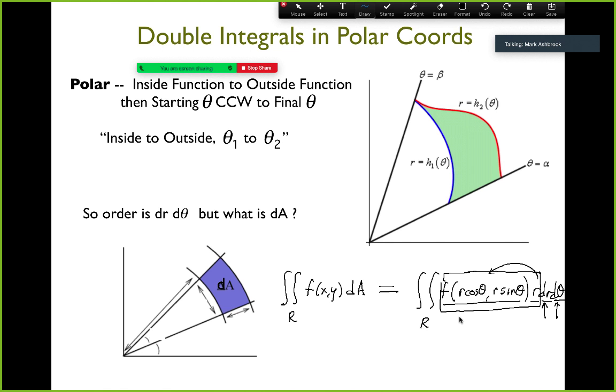Okay, so one thing is practicing. So let's go back to the example, and let's set up the example that we did in polar coordinates. Any questions on the foundation of polar coordinates? How we got dA was r dr d theta. x is r cosine theta, y is r sine theta.